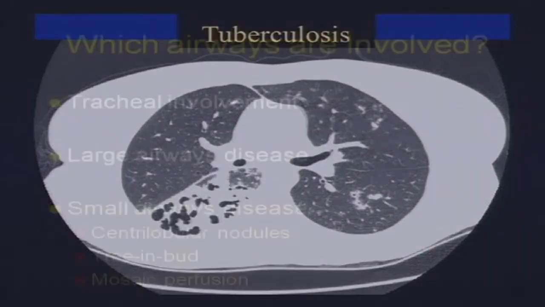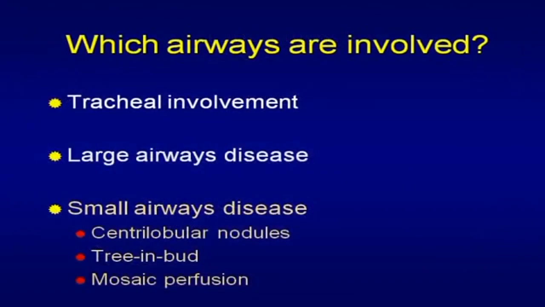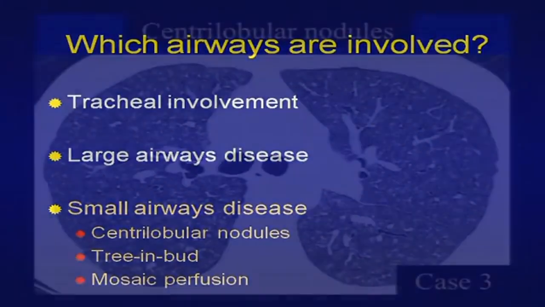Okay, so we talked about trachea, we talked about central airways, and again, the point about central airways is the differential is quite broad for airways inflammation, but it's much more specific when you're talking about cystic bronchiectasis, very severe, long-standing disease. What about the small airways? Rick talked about the small airways a little bit. I want to go into a bit more detail.